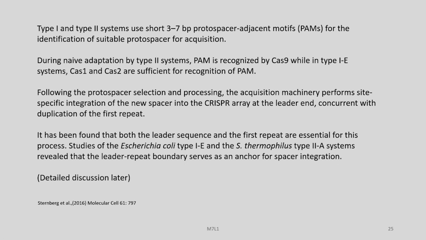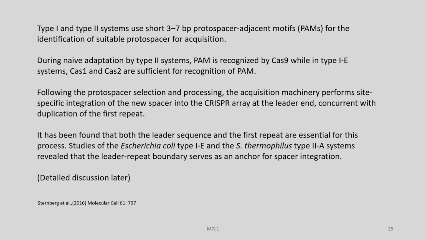Type 1 and type 2 systems use short 3 to 7 base pair protospacer adjacent motifs, or PAMs, for identification of a suitable protospacer for acquisition. During naive adaptation by type 2 systems, the PAM is recognized by Cas9, while in type 1E systems Cas1 and Cas2 are sufficient for recognition of the PAM.